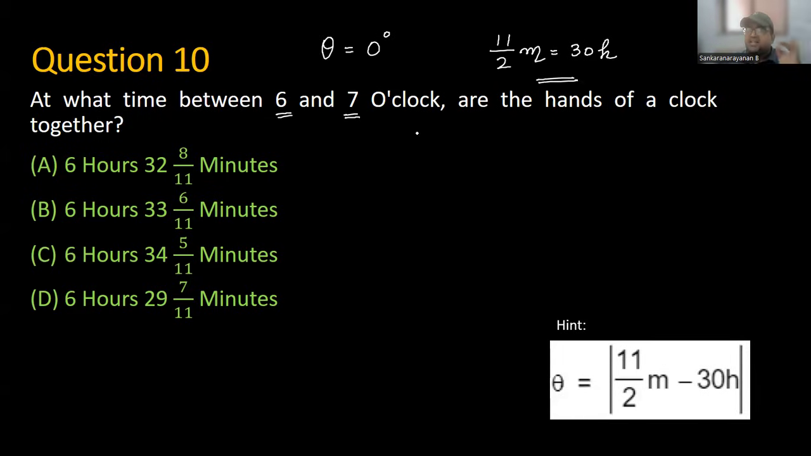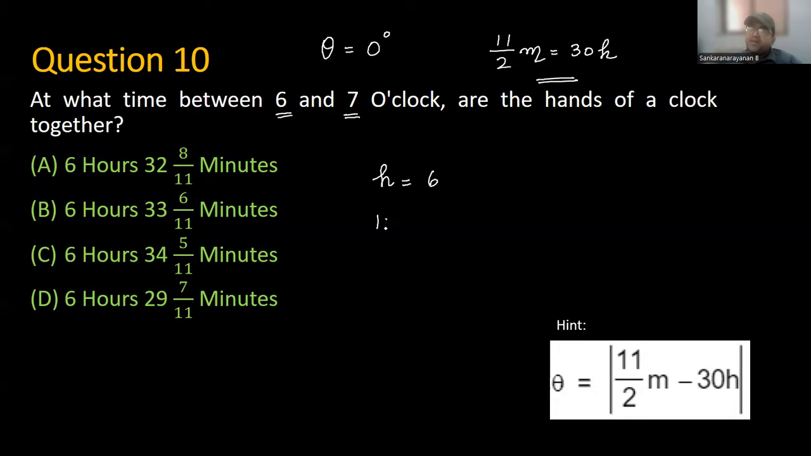Now, please observe here the time that you are considering is between 6 o'clock and 7 o'clock. So in this case, one thing you have to be careful. You must put the value for h as 6 in this case. Okay, why? Because the scenario under consideration is between 6 o'clock and 7 o'clock. So it will be something like 6 hours 20 minutes or 6 hours 50 minutes, something like that. It's going to be 6 hours and some number of minutes. So h should be equal to 6.